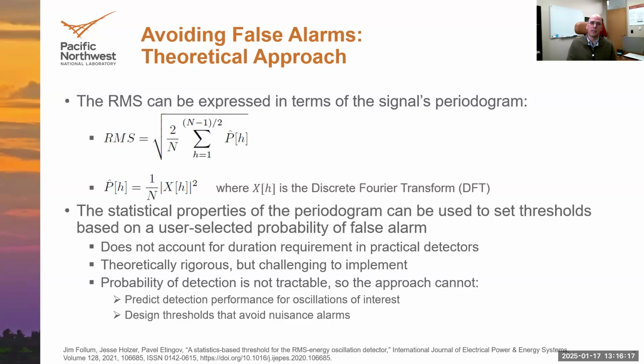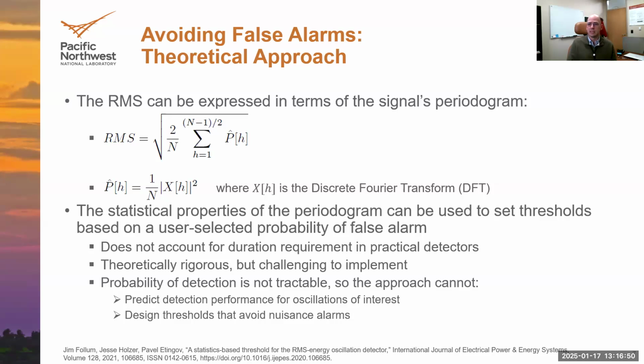The reason that we do that is that we don't know much about the statistical properties of the RMS energy, but we do know a lot about the statistical properties of the periodogram. And we can use those to set a threshold where we can set a limit on the probability of false alarm. So the user gets to choose and say, I want a probability of false alarm of 0.00001, and here is the threshold. By analyzing the signal in the frequency domain, you can choose a threshold that will achieve that.